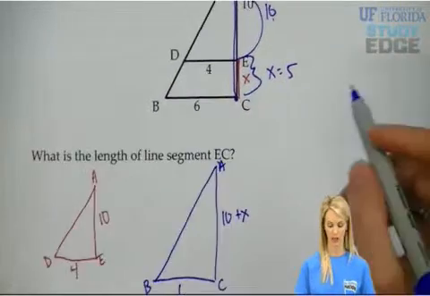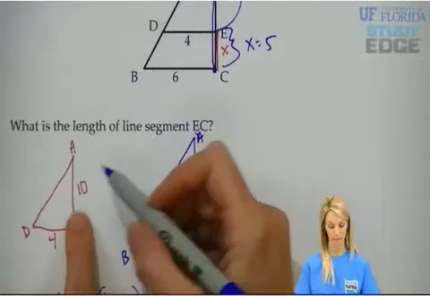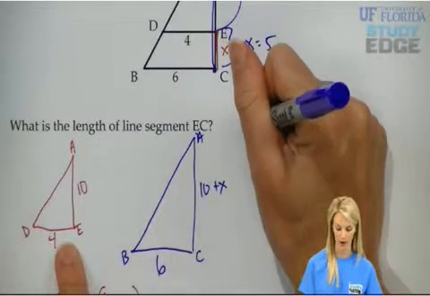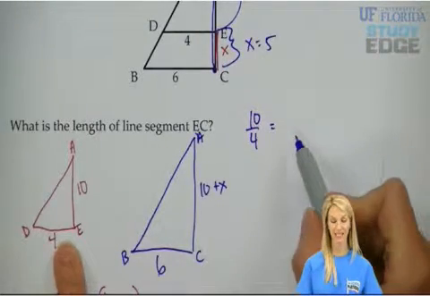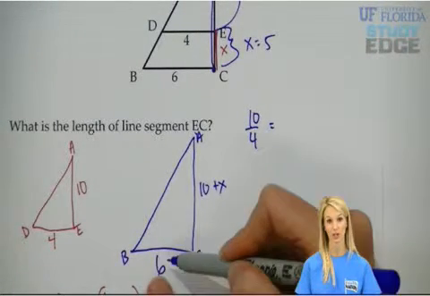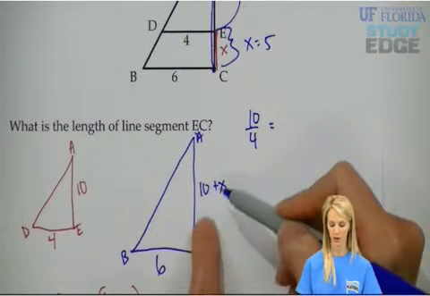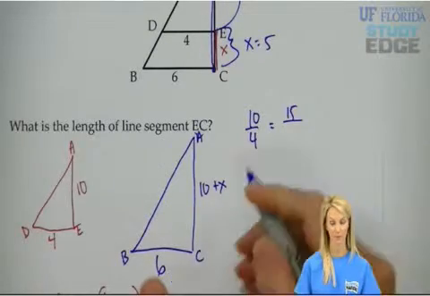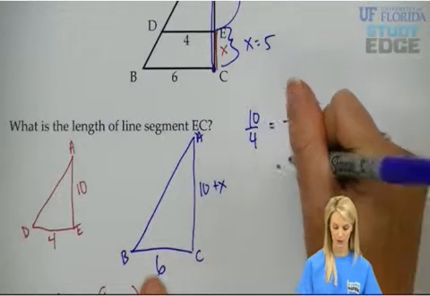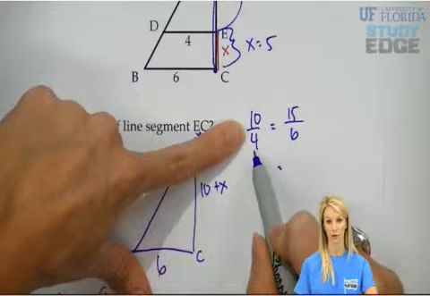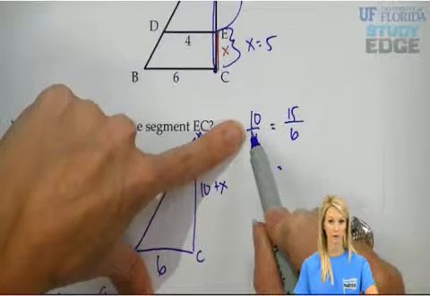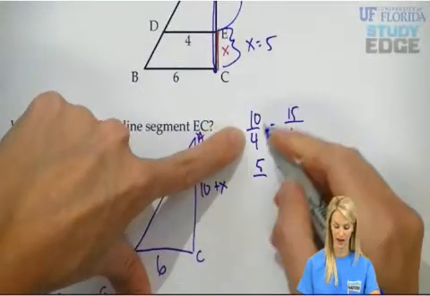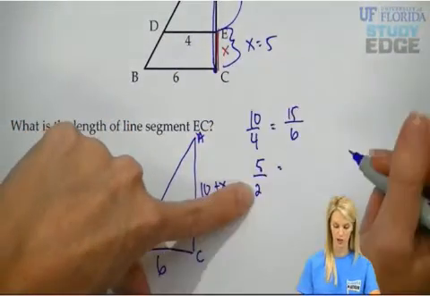Remember when we set up our proportions? Originally we said, you know what? The ratio of your height to your base for your little one, 10 over 4, needs to be the same as the ratio of your height to your base for your bigger triangle. Well, if our height here is 10 plus x, 10 plus 5 would be 15 over what? Over 6. Let's see if those are equivalent. How can we reduce 10 over 4? What number goes into both of those? 2, right? So 10 divided by 2, we get 5. 4 divided by 2, we get 2.